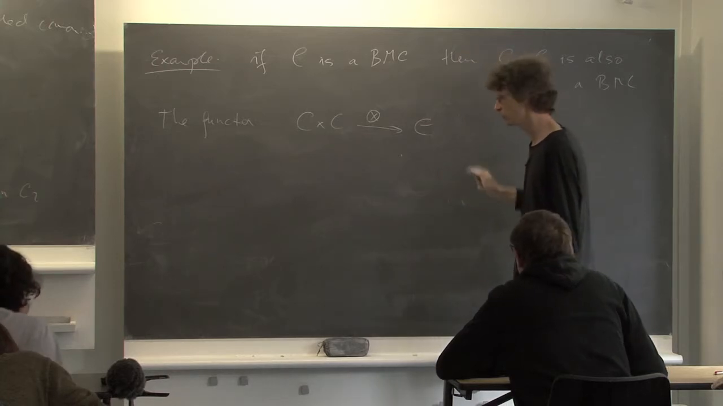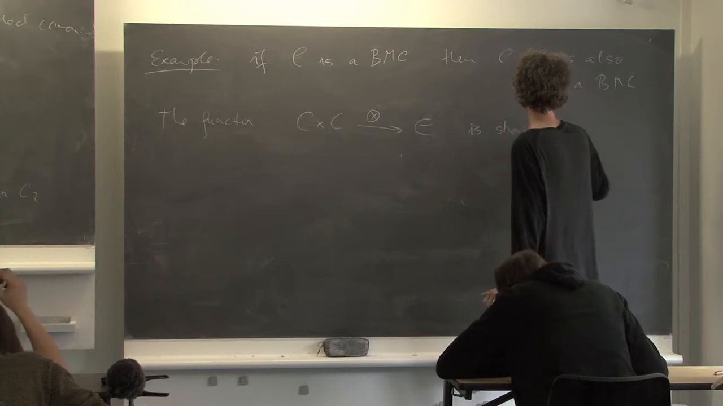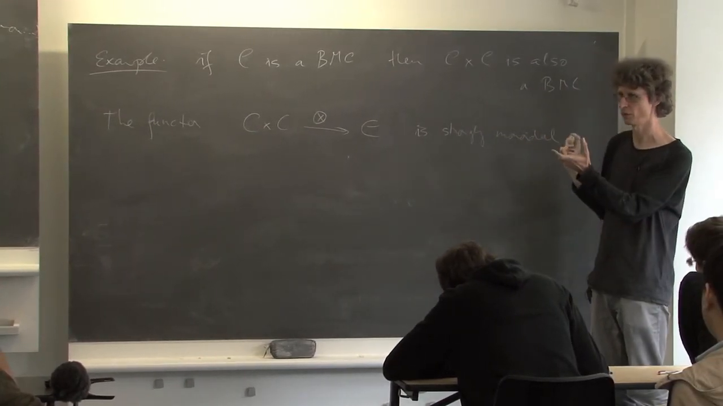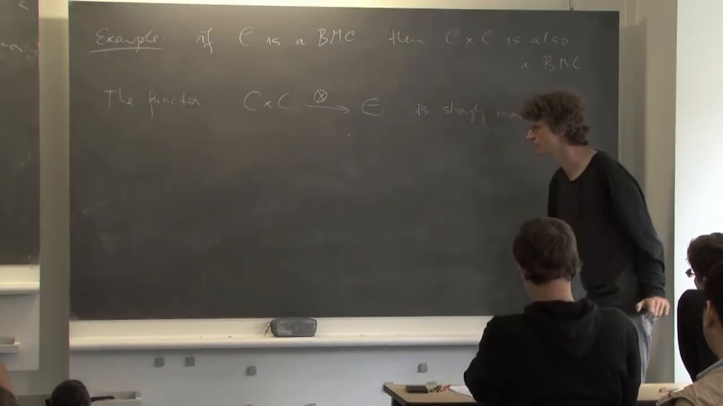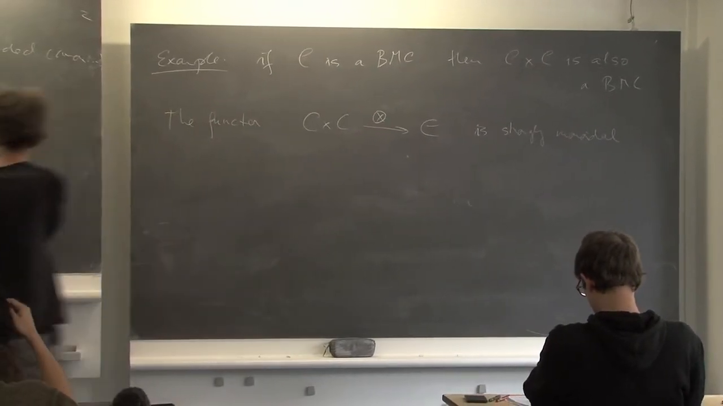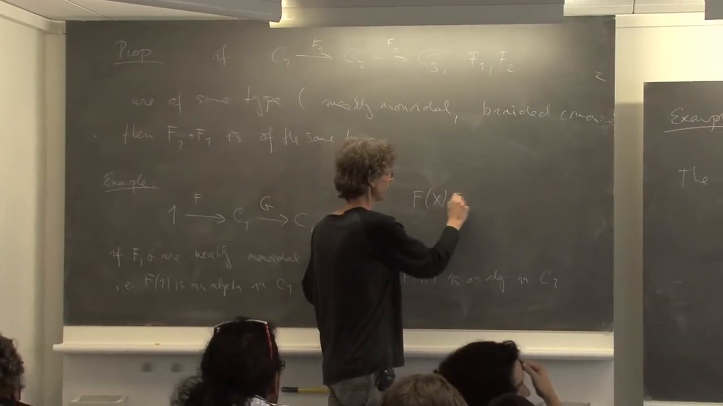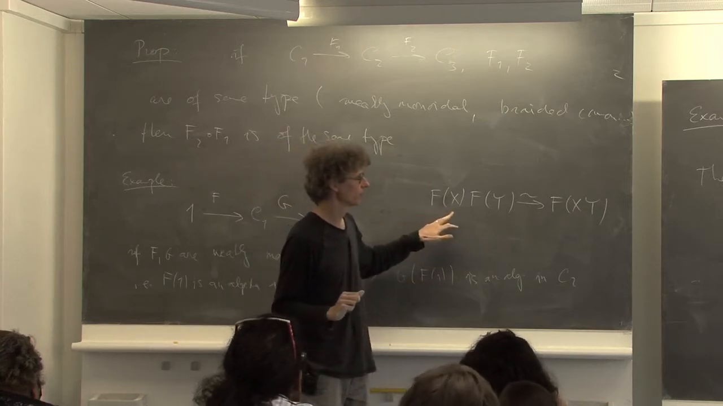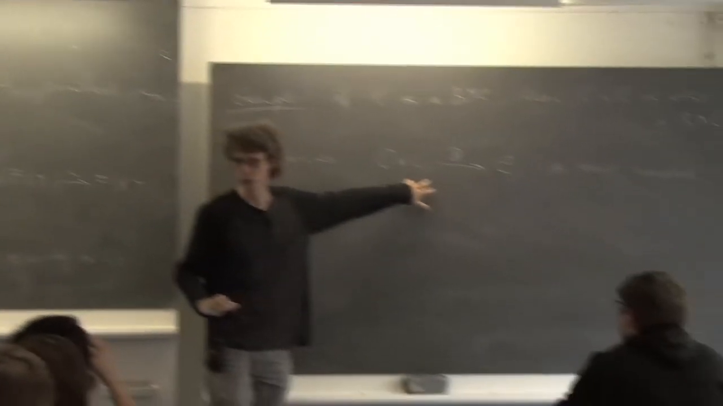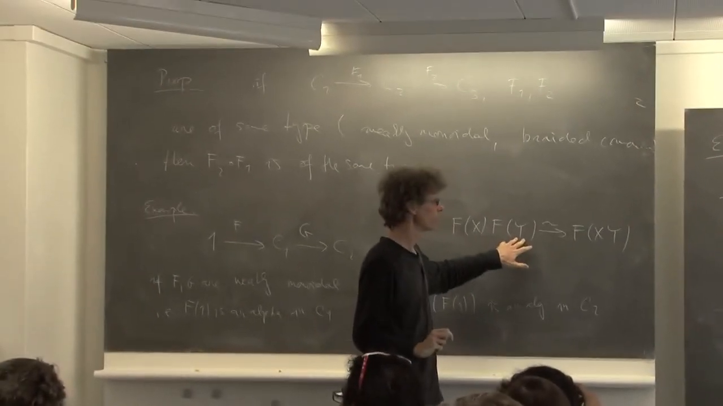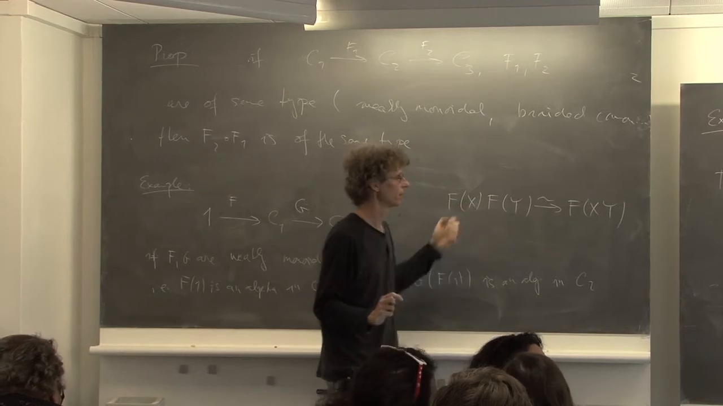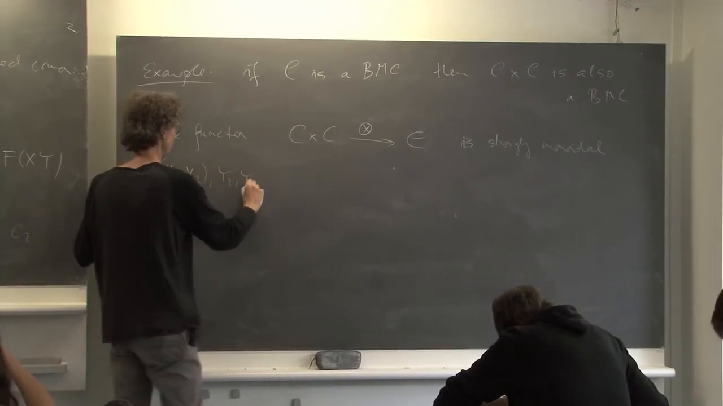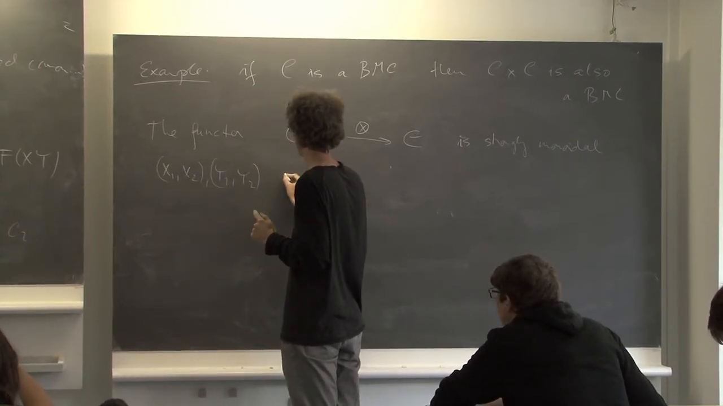That thing is monoidal, or is strongly monoidal, and I should now define its monoidal structure. So what does strongly monoidal mean? Let me remind you here. We should go from F(x), F(y) to F(x tensor y). But now this x is from here, so it's a pair of objects, and that y is again a pair of objects. So we should say if we have x1, x2 and y1, y2, two objects in C times C.